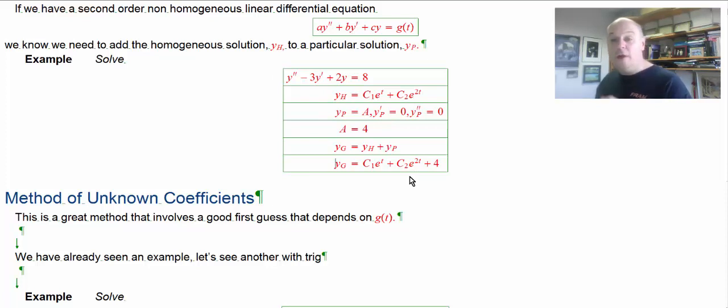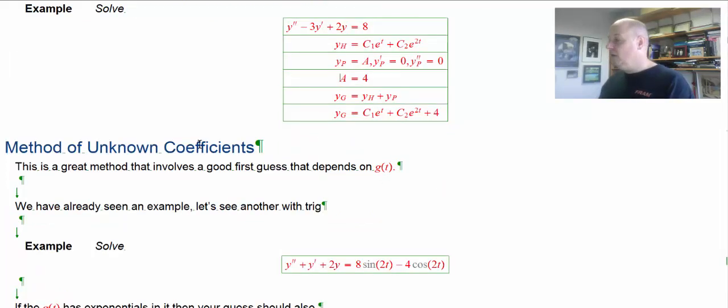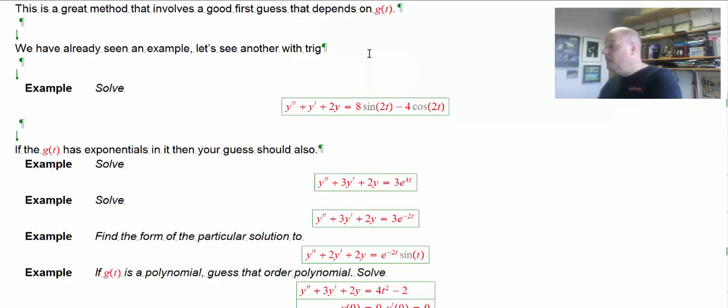Unknown coefficients, when it works, works super well and is very quick. We got that one really fast. Solve the non-homogeneous differential equation. So it's a good method, but it hinges on you making a good guess to hit your target function g of t. Let's see another example with trig.